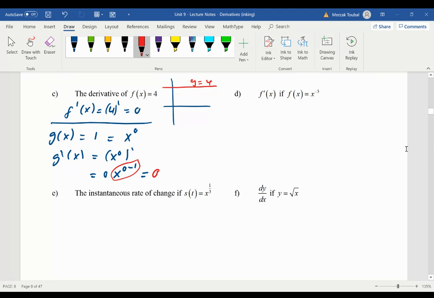Okay, let's work on example D. Example D says find the derivative of f of x equals x to the negative 3. So f prime of x equals the derivative of x to the negative 3. We use the formula, so we're going to move the negative 3, this is the power, times x to the negative 4. It goes minus 3 minus 1, which is negative 4, and that's the derivative.